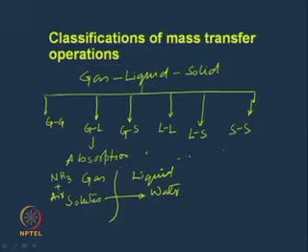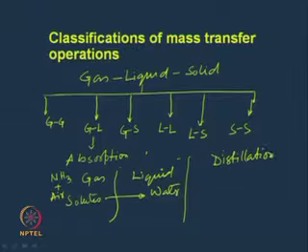Another example of gas liquid systems is distillation. In this case, the process is an equilibrium stage operation, and in each stage the gas and liquid are in intimate contact, similar to absorption. Here the transfer of solutes takes place in both directions.